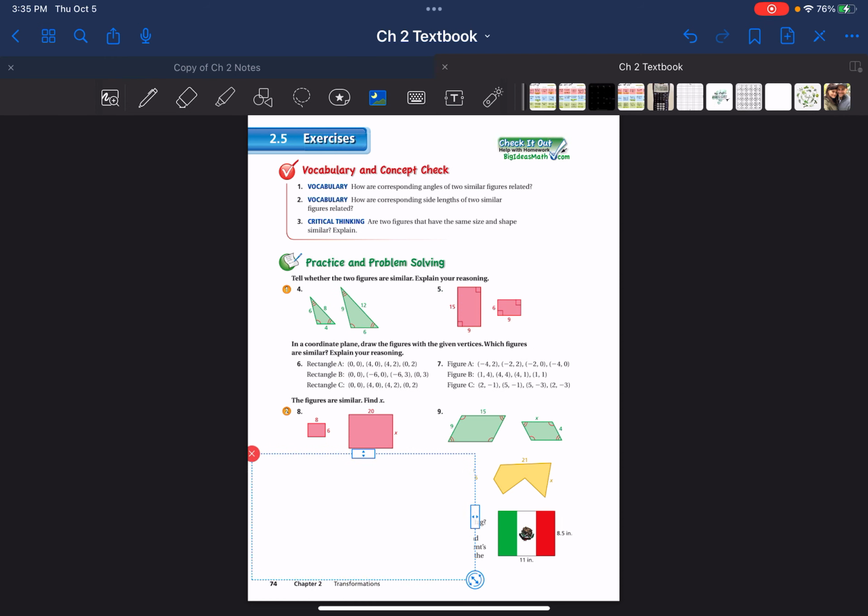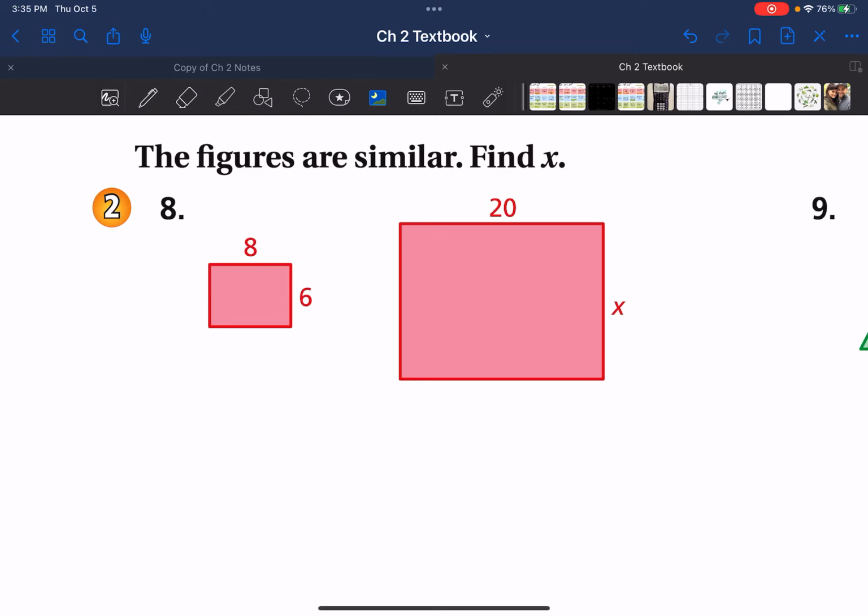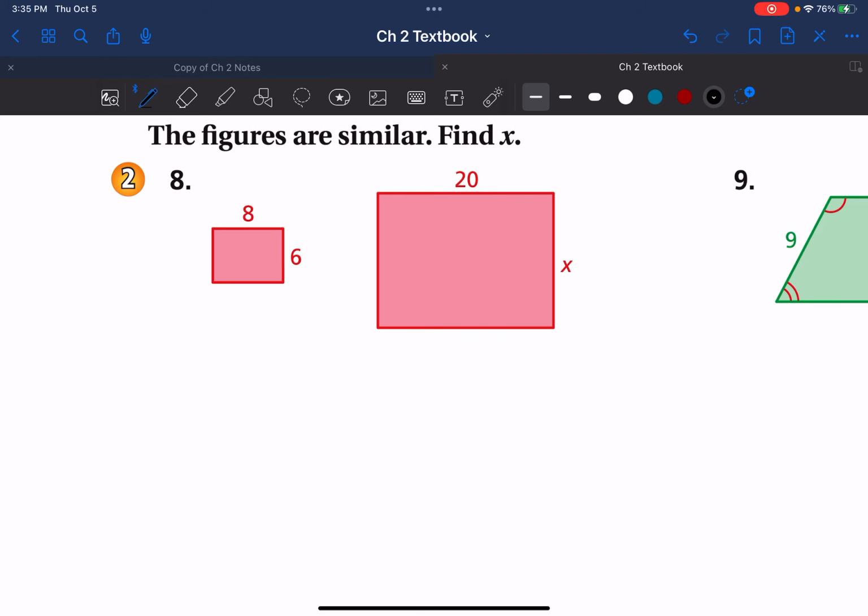The first one I want us to do is number 8. The directions say that the figures are similar, and now we have to solve for x. So, what I need you to do on your whiteboard is try this problem on your own first. Set up proportions, and then do times divide. I want you to pause the video and see how you did. But now I'm going to get started on mine. And then you can look up and see how you did.